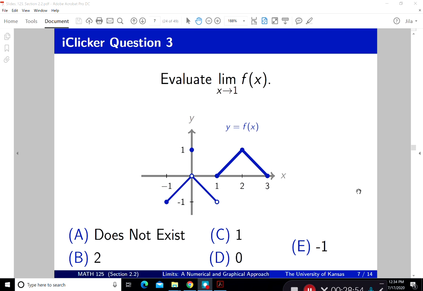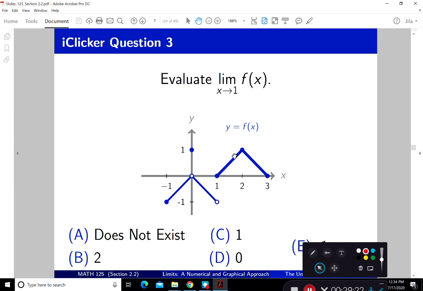iClicker question 3. Evaluate the limit as x approaches 1 of f of x. Again, iClicker question for section 2.2. As x approaches 1, and we have the same options as the previous question, from the right side, you can see that you're approaching 0. And from the left side, you're approaching negative 1. So the left-sided and right-sided limits are not equal, so the limit does not exist.